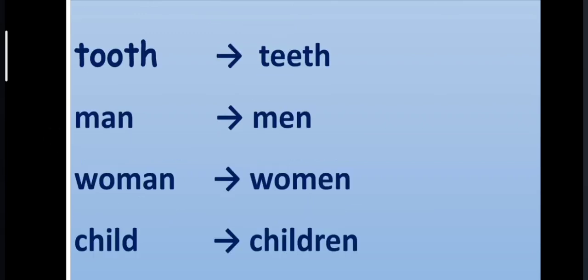And here are some irregular countable nouns that don't follow any rule in making their plural forms. So the word tooth, in order to make it plural, you just say teeth. Man becomes men in the plural form. Man, men. Woman, women. Child becomes children.